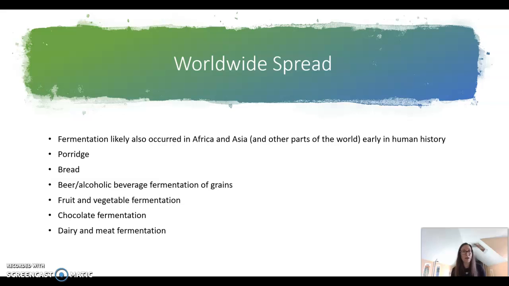We know that grains started to be fermented in the Middle East, and those grains developed into a porridge type material that people would consume. And this later got heated and baked as bread. Some of the porridge got watered down and alcoholic beverages were created from it.